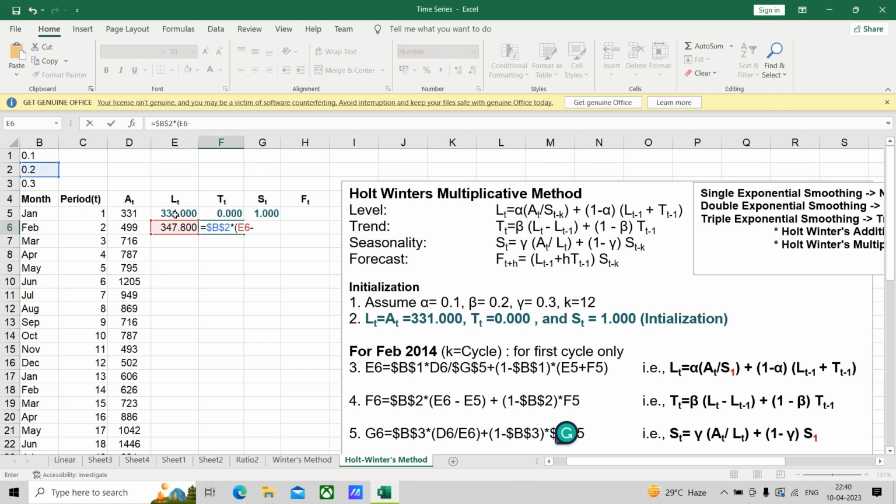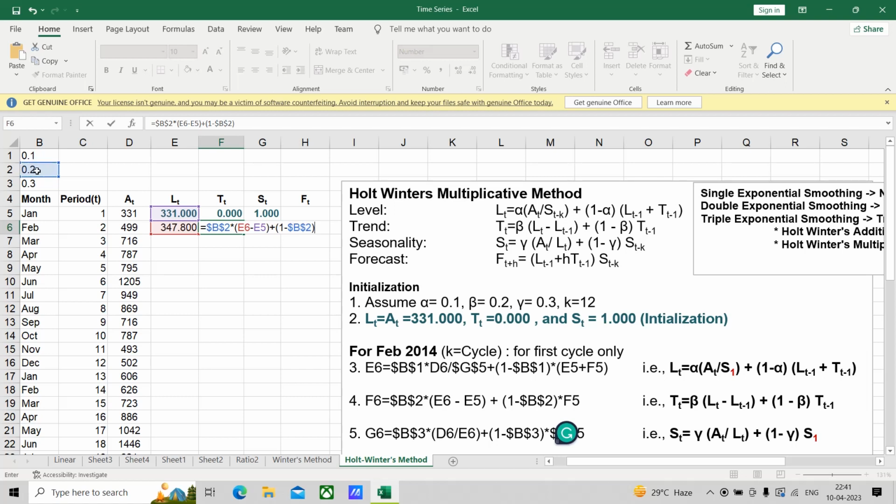This one is the L1. So we click this value and close the bracket. Then we need 1 minus beta. So first we put plus sign, then opening bracket, then 1, again put negative sign, then beta value. Beta value is the B2. So we click this B2 cell. Then make it absolute. To make it absolute, we press F4.